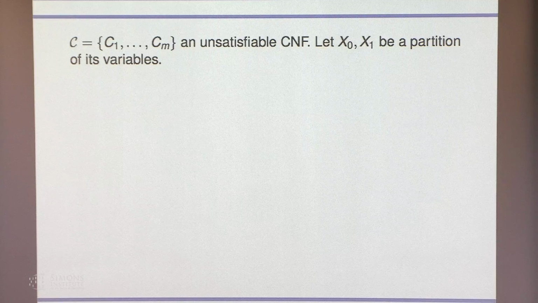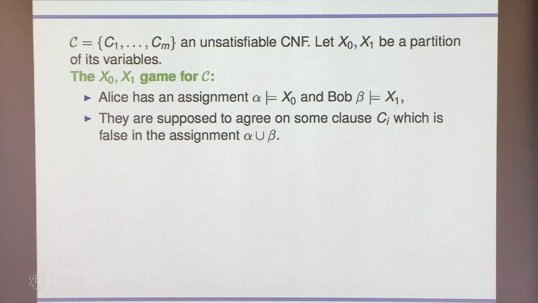So you will have a CNF, and you partition the variables of the CNF into two disjoint sets. And you consider the following communication game. So Alice has a truth assignment to the variables x0. Bob has an assignment to the rest of the variables. And since the whole CNF is unsatisfiable, there must exist a clause which is false under this assignment. And the objective of the game is to find such a clause.